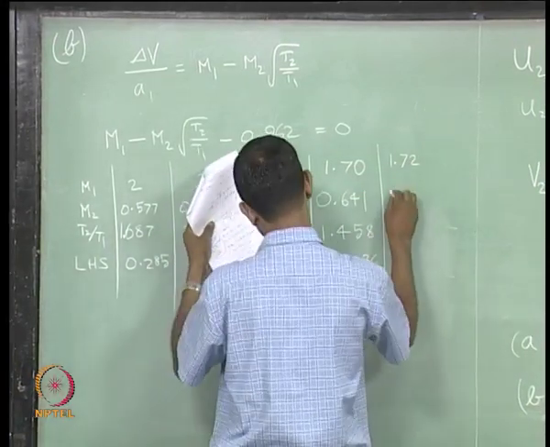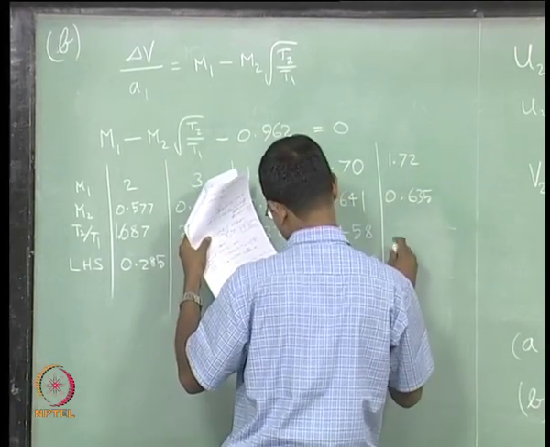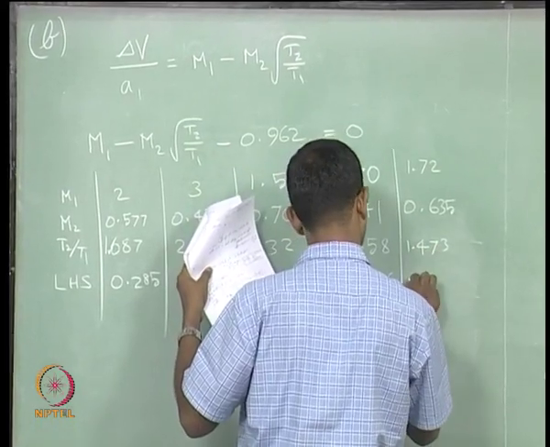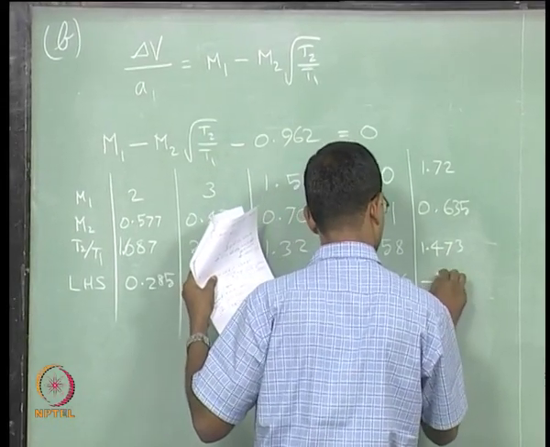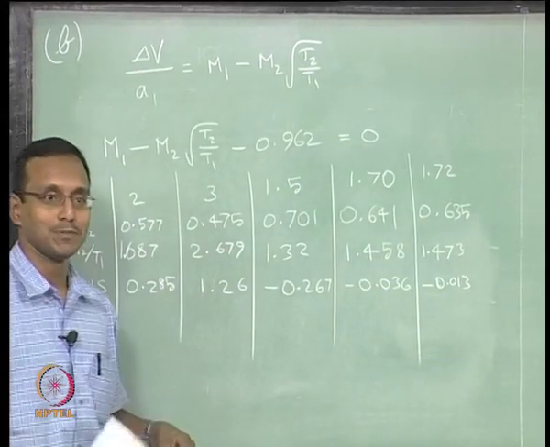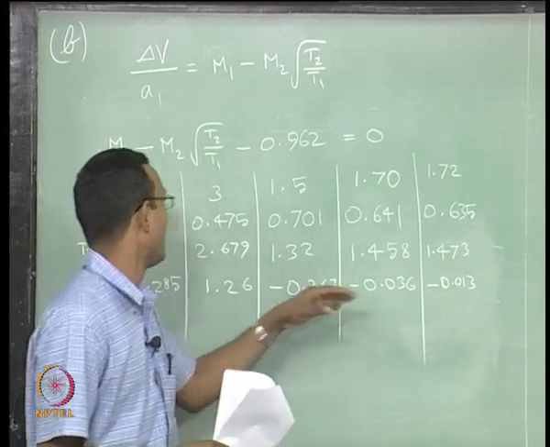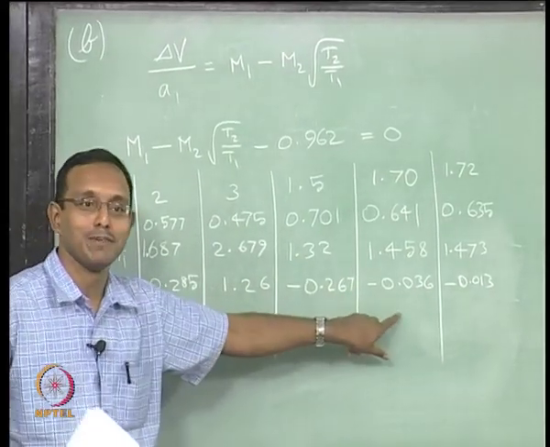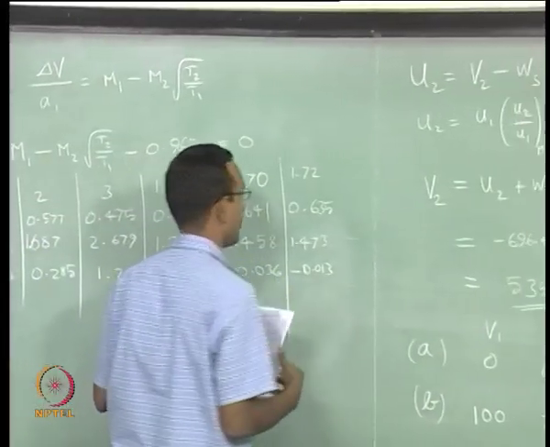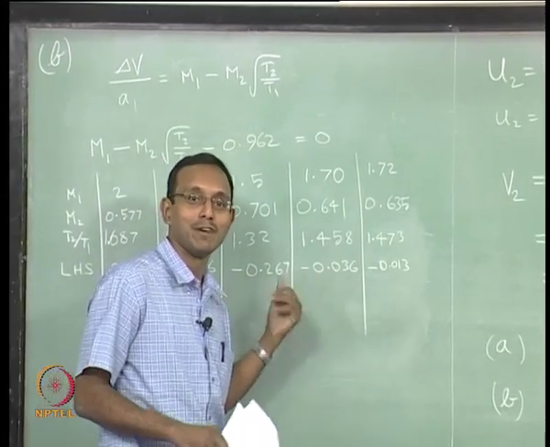The next one is 1.72 and that number is 0.635, 1.473 and this number comes out to be minus 0.013. It is even closer, but still the same side. So, if I took an interpolation, probably I would have been a closer match. I do not know, I am guessing. I could have picked 1.74 instead of 1.75, I picked 1.7.